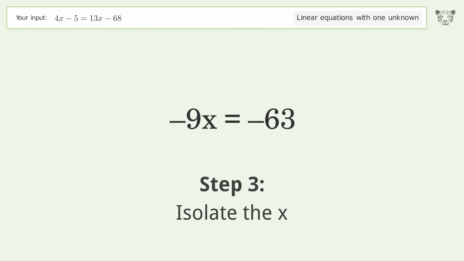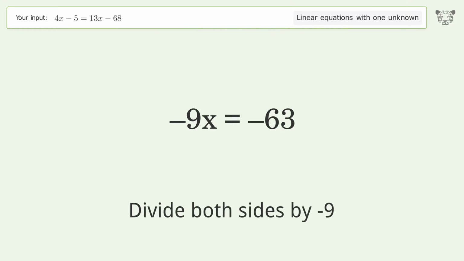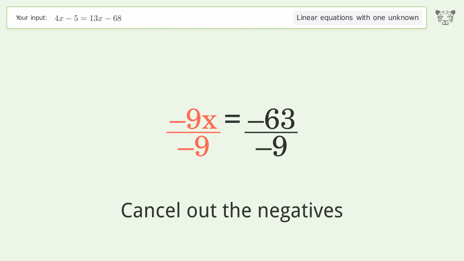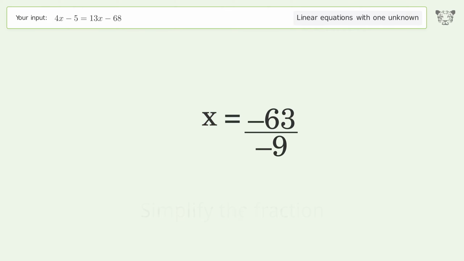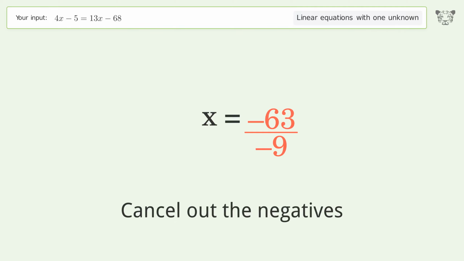Isolate the x. Divide both sides by -9. Cancel out the negatives. Simplify the fraction. Cancel out the negatives.